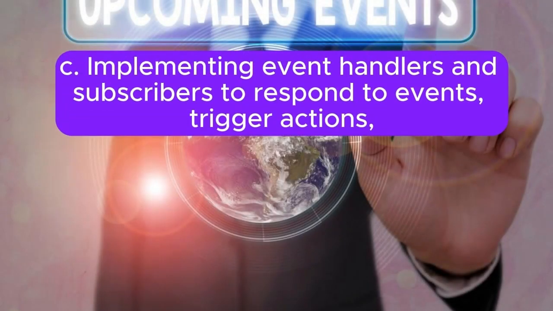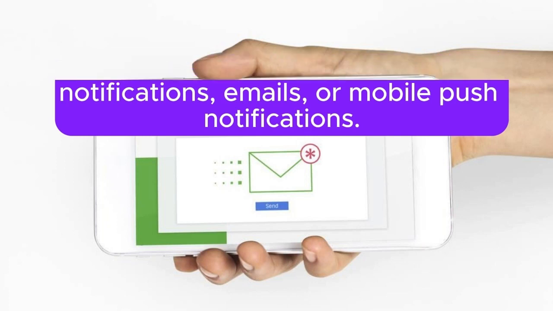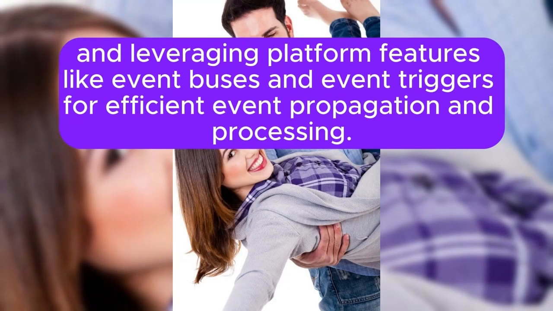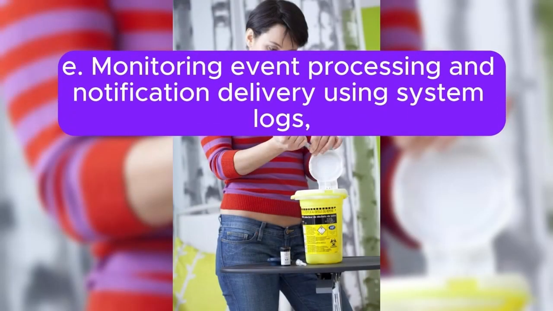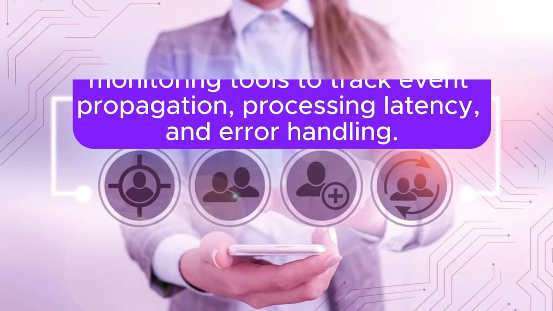C. Implementing event handlers and subscribers to respond to events, trigger actions, or notify users in real time using notifications, emails, or mobile push notifications. D. Designing for scalability and performance by optimizing event processing logic, minimizing governor limit consumption, and leveraging platform features like event buses and event triggers for efficient event propagation and processing. E. Monitoring event processing and notification delivery using system logs, event monitoring, and platform monitoring tools to track event propagation, processing latency, and error handling.